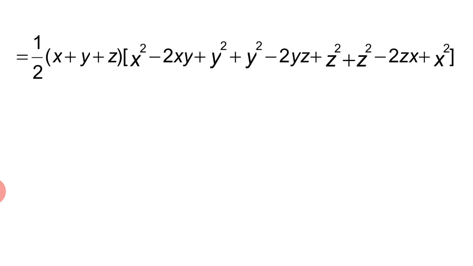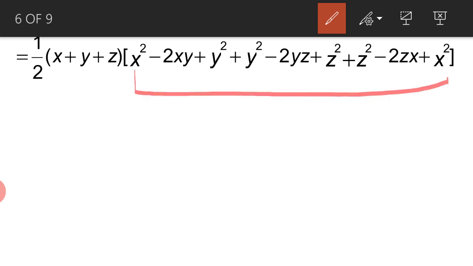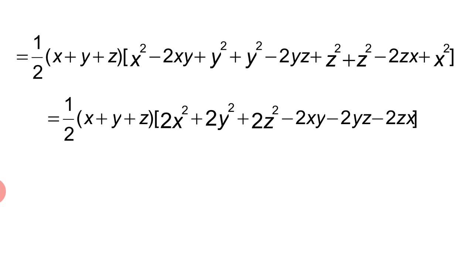It is half x plus y plus z into x square minus twice xy plus y square, minus twice yz plus z square, that is y minus z whole square, then plus z square minus 2zx plus x square, that is z minus x whole square. Can you see that we can gather some terms? So there are 2x square, 2y square, and 2z square. So we will combine these, and we will get half into x plus y plus z into 2x square plus 2y square plus 2z square minus 2xy minus 2yz minus 2zx.